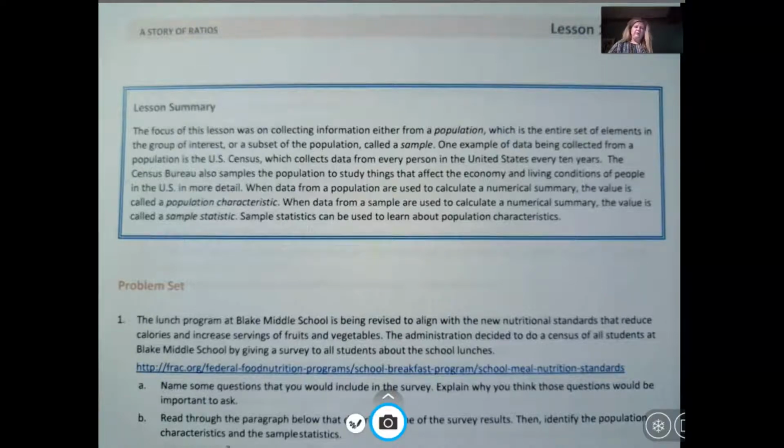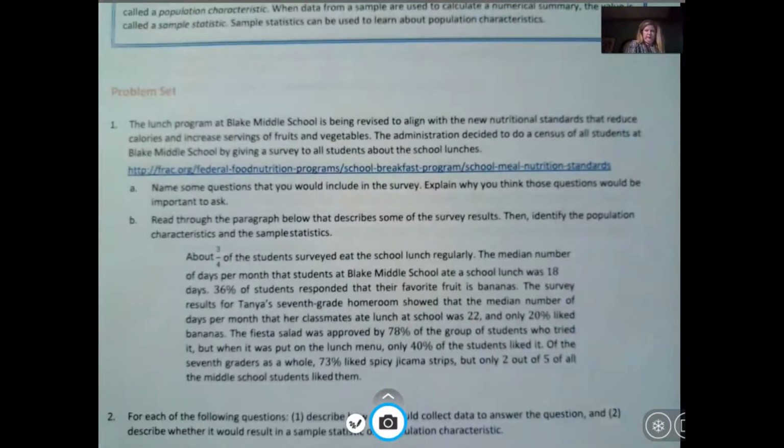Now we're ready to look at the Lesson 13 problem set. You have your lesson summary here that you're welcome to read on your own.